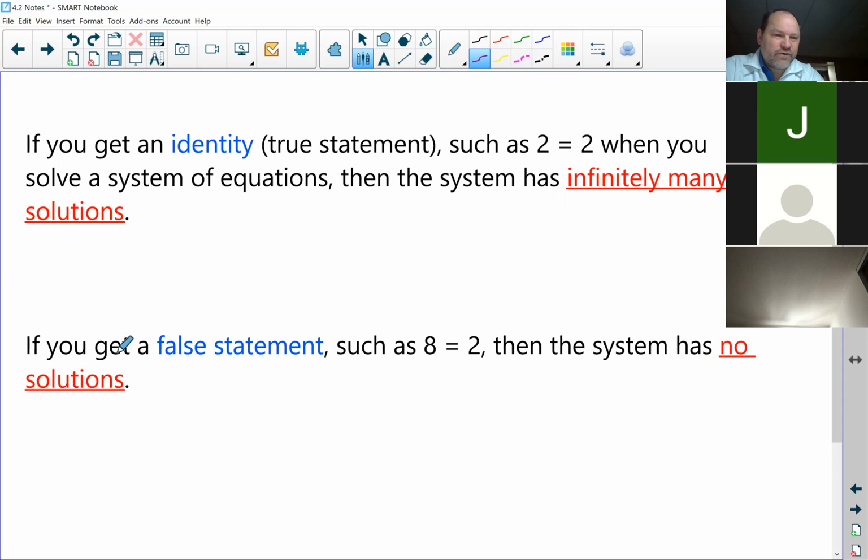So we still have those possibilities. They're just going to look a little bit different. A number equals itself, infinitely many solutions. A number equals a different number, no solutions.